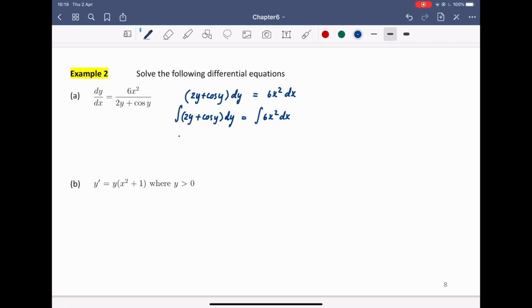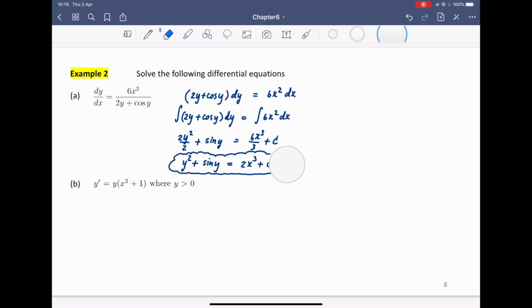Integrate 2y, you get 2y squared over 2, and integrate cosine, you get sine. Integrate 6x squared, you get 6x cubed over 3, and then plus c. Simplify a little bit, so you get y squared plus sine y equals 2x cubed plus c. And this is your general solution for this differential equation.